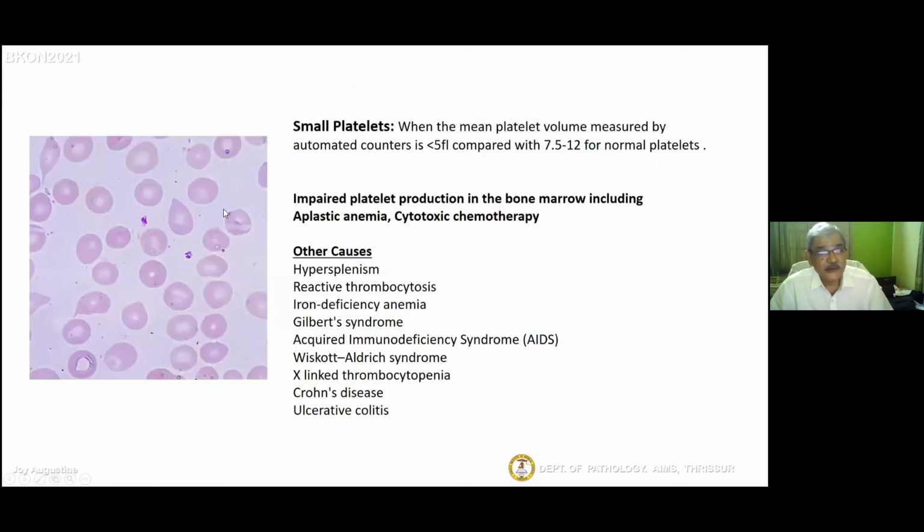And small platelets. Now, these are very small platelets. Please do remember that impaired platelet production in the bone marrow is one important cause of acquired small platelets, especially when it is associated with thrombocytopenia. There are a lot of other causes, like iron deficiency anemia, where you get tiny platelets, but they can be identified because of their ancillary findings, which you can see.